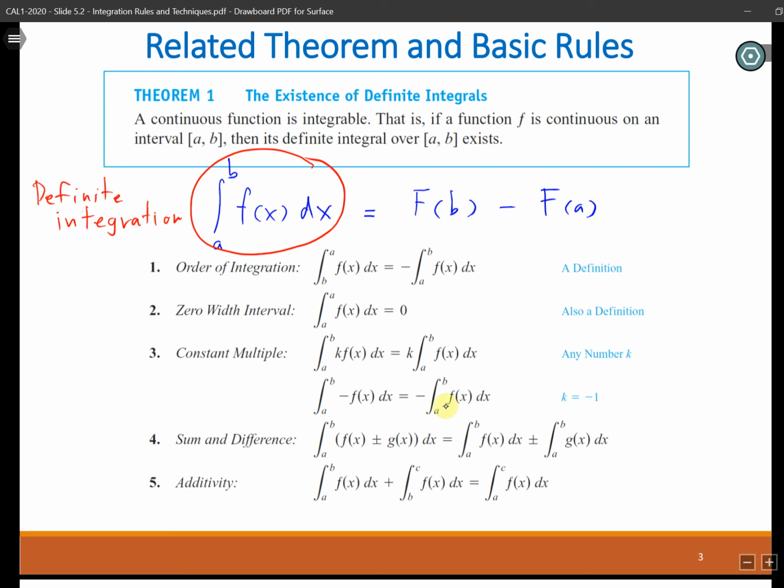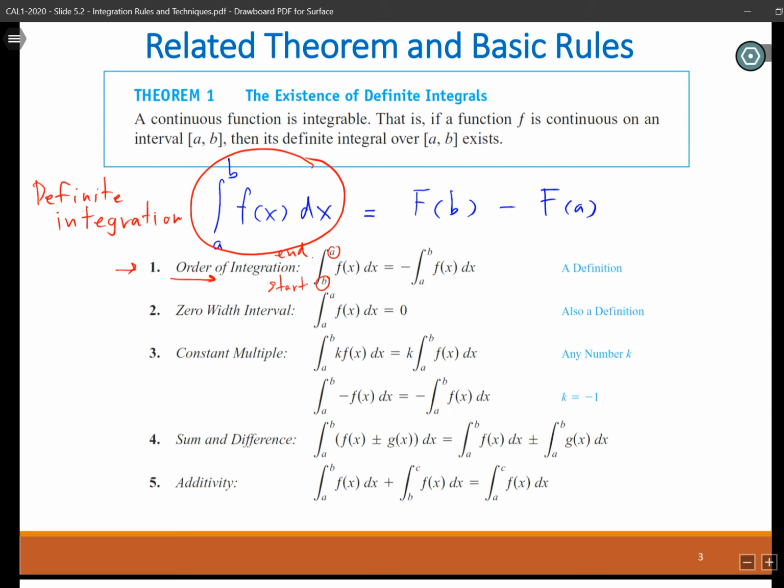Now let's take a look at the first one, the order of integration. This is about the order of the starting point and the end point. Here you can see that the starting point is b. Well, it's different from what I wrote up there, but you have to understand that down at the integration sign, that is the starting point. Right, this is start and this is end.